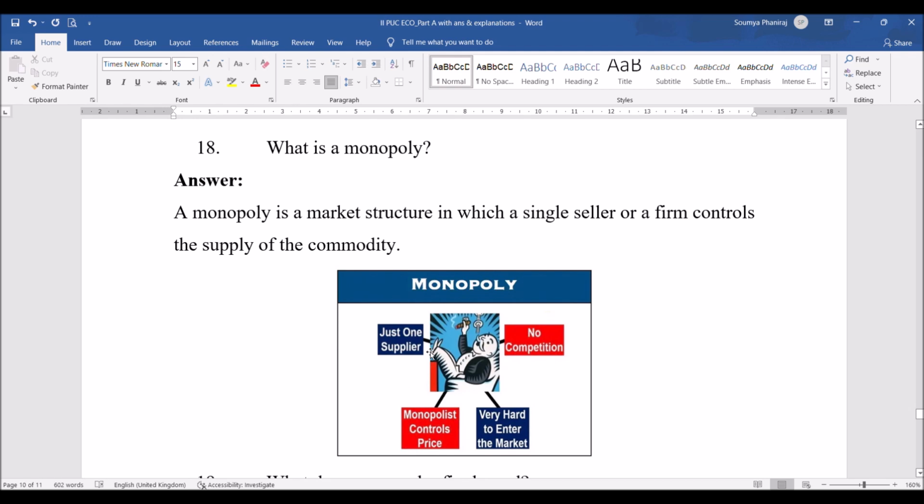The 18th question, what is monopoly? A monopoly is a market structure in which a single seller or a firm controls the supply of the commodity. In this picture, I have given you the characteristics of monopoly again. There's no competition. It is very hard to enter the market because you already have a monopolistic player in the market. The monopolist controls the price and there's just one supplier.